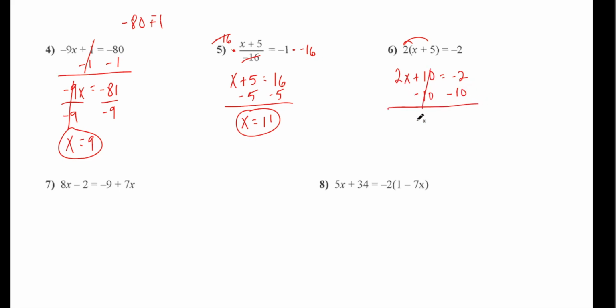That cancels. What do I have? 2x equals, what's negative 2 minus 10? It's negative 12. Divide both sides by 2. X is, no, it's negative 6. Come on. It's negative divided by a positive, and that's a negative. All right, we'll continue. We'll do some more of this tomorrow.